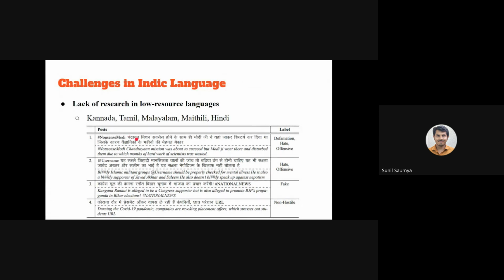As you see, the data here is written in Devanagari script, with a hashtag and a sentence about Modi and the Chandrayaan mission. You can read it, and the translation is also written below. So those who do not understand Hindi can read this to see what the sentence actually means.